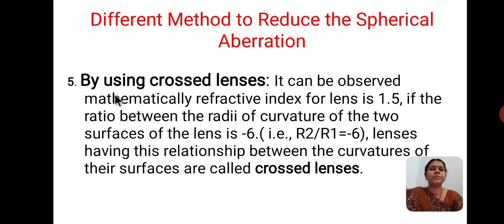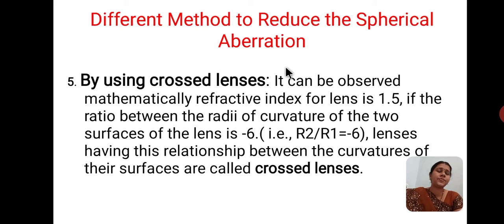Move to the fifth method, by using cross lenses. Cross lenses means nearly a plano-convex lens. It has been observed that the refractive index for the lenses is 1.5 here. If you take the ratio between the radii of curvature of the two surfaces of the lens, that is R2 by R1 equal to -6, then lenses having this relationship between the curvatures of their surfaces, we call cross lenses. By using cross lenses we can reduce the spherical aberration.